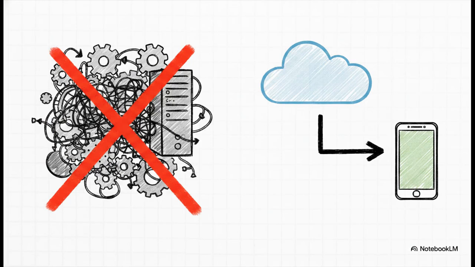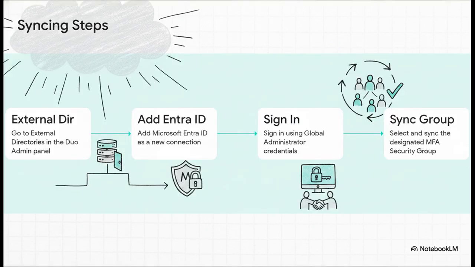But first, let's bust a major myth. A lot of admins just assume that bridging an external directory means you have to install complex synchronization software, like that legacy MS Connect tool. That is simply not true anymore. You do not need to install clunky, unnecessary external directory sync tools. The integration relies entirely on built-in, native cloud features between Duo and Microsoft. Let's move on and see how this builds, because the actual syncing workflow is a beautifully straightforward 4-step process.